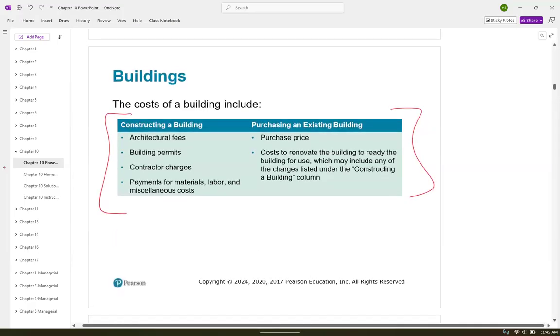Okay. One thing they don't mention right here that I always like to throw out is if you had gotten a construction loan to build this building, then any interest that was accrued while it was in construction gets added to the cost of the building because that was something that it took to bring that building to its intended purpose. Any interest after that is just interest expense. Okay.